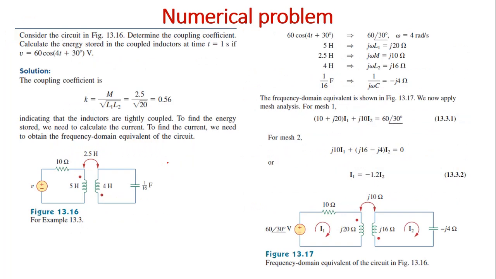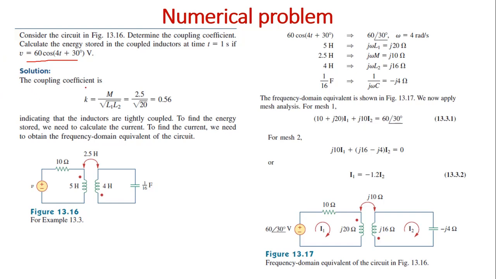Now let us discuss a problem. Consider the circuit shown in the figure. Determine the coupling coefficient. Calculate the energy stored in the coupled inductor at time t equal to 1 second if the value of V is 60 cos(4t + 30°) volts.